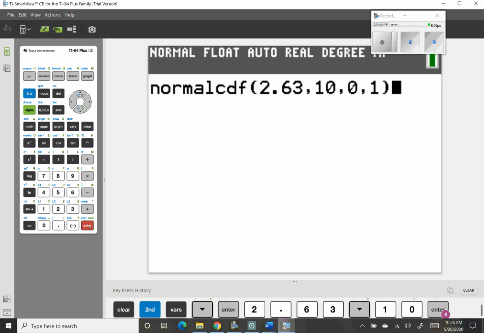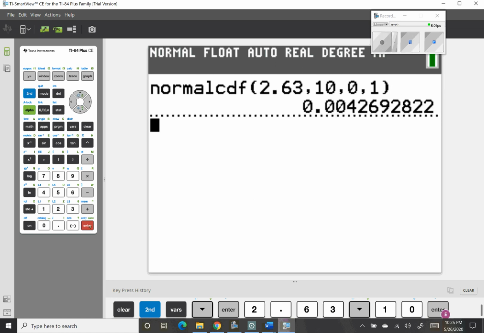Now, if you have an old calculator, you don't have the new fancy one like I have, it's going to look like this. Just type in your lower number, comma, your bigger number, comma, 0, comma, 1. The comma button is right here, right above 7, if you follow my cursor here. Hit enter, and here's our proportion.